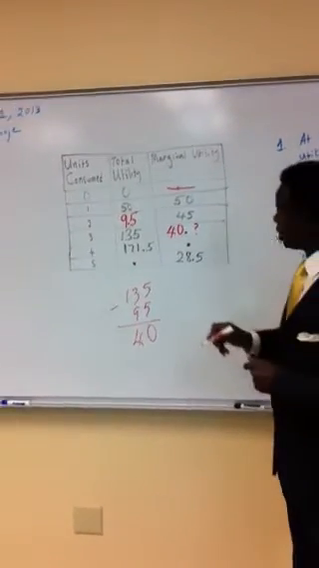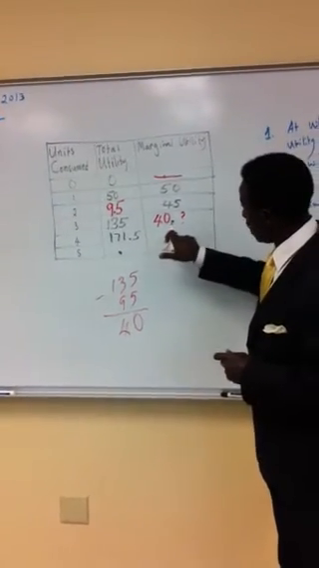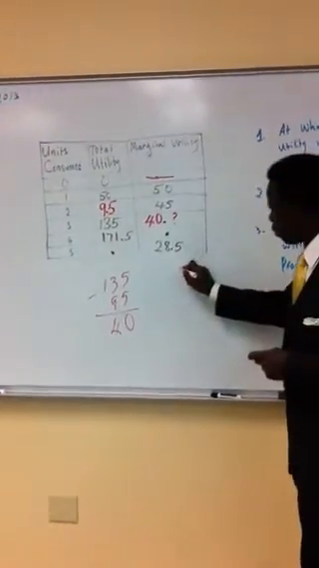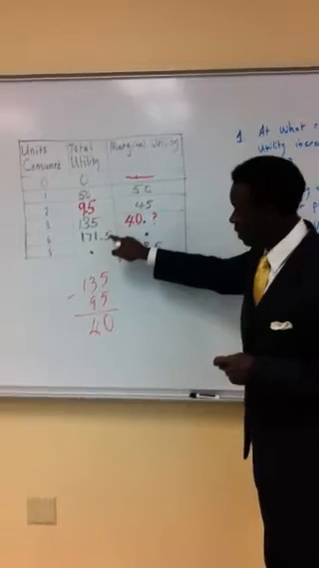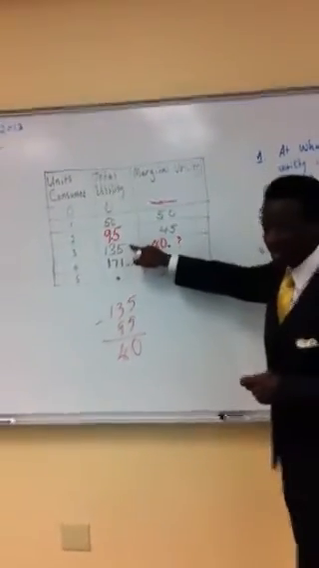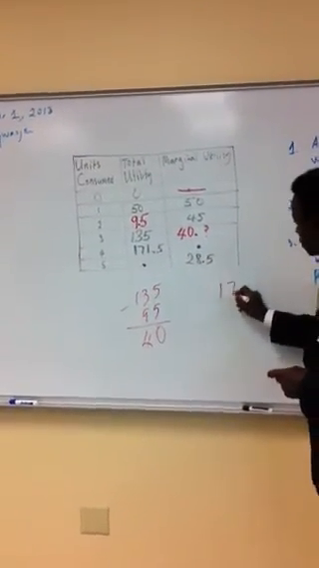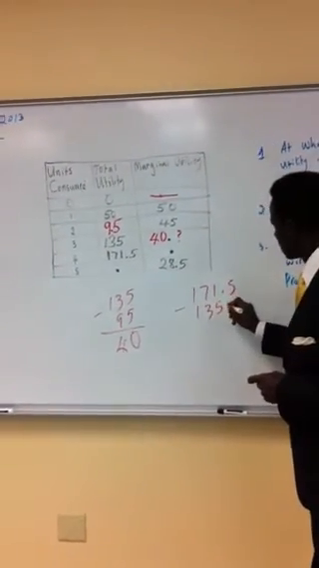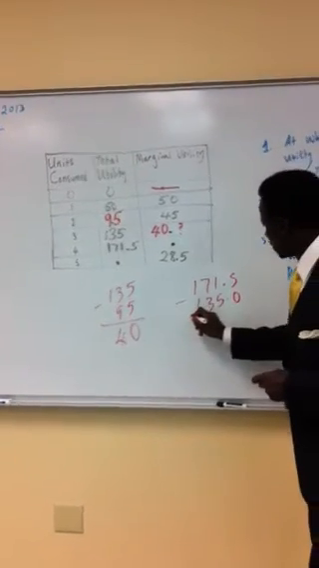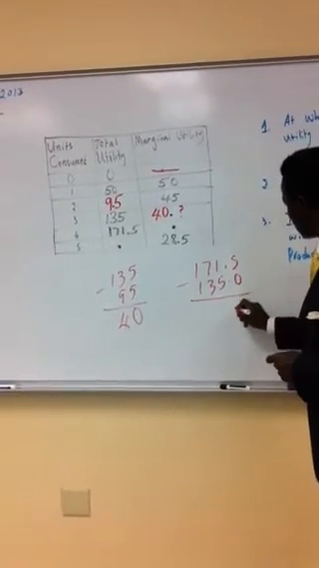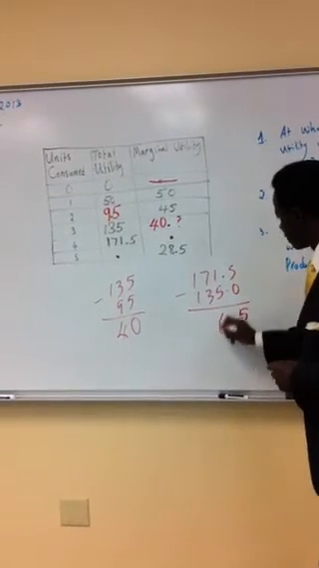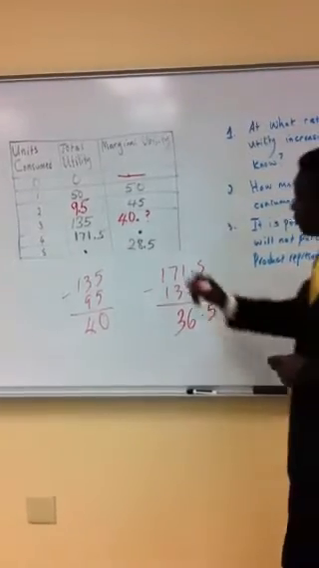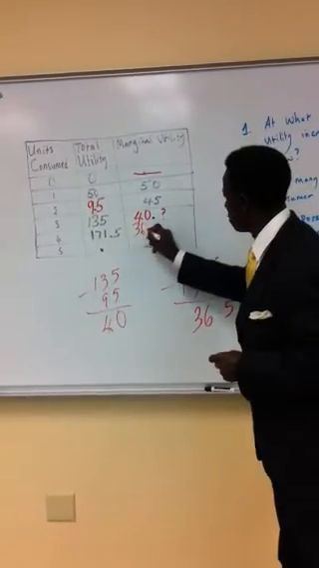Again, what is the marginal utility at the 4th unit of output? Again, you take 171.5 minus 135. That is going to give you 36.5. So you're going to have here 36.5.